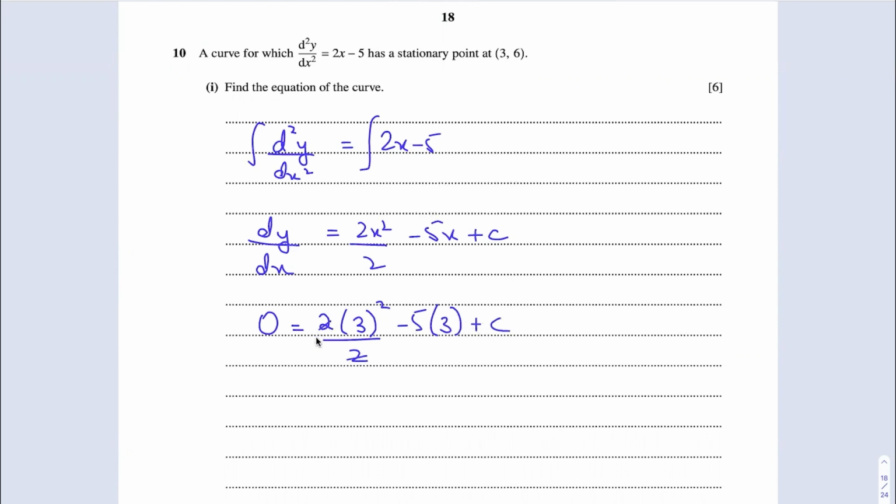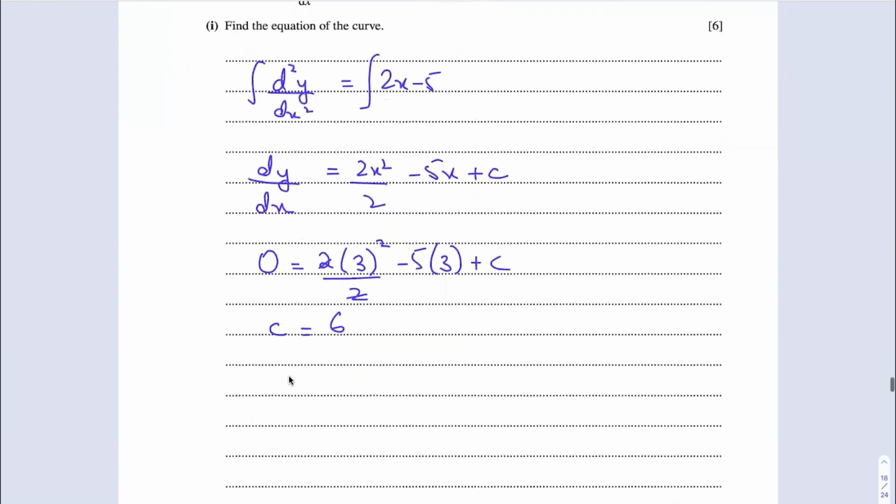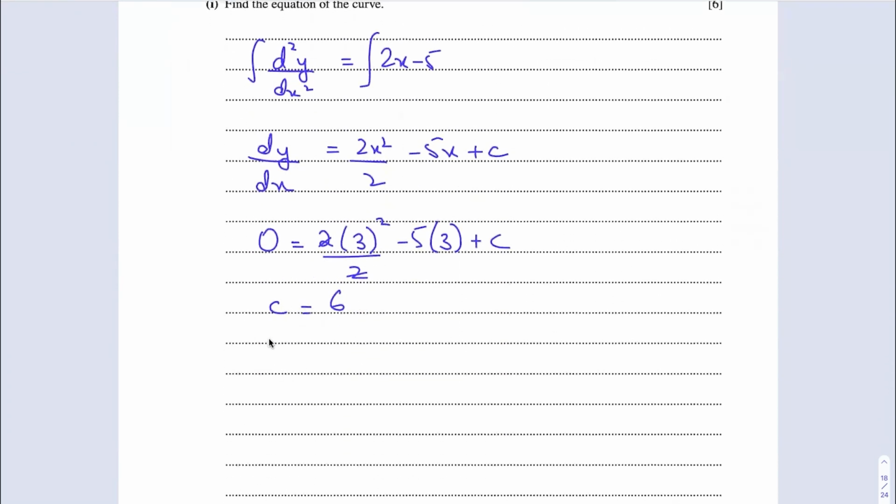So 2 and 2 will cancel out. c will be equal to 3 squared, which is 9, 9 minus 15 is minus 6, so c will be equal to 6. Now integrating dy/dx will give us the equation of the curve in terms of y. We know that dy/dx equals x squared minus 5x plus 6. Integrating this, we get y equals x cubed upon 3 minus 5x squared upon 2 plus 6x plus, we'll add the constant k.